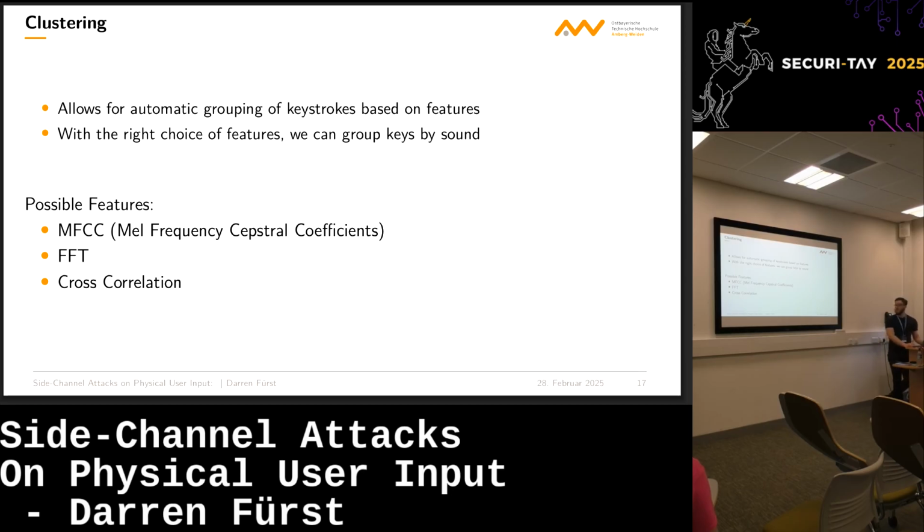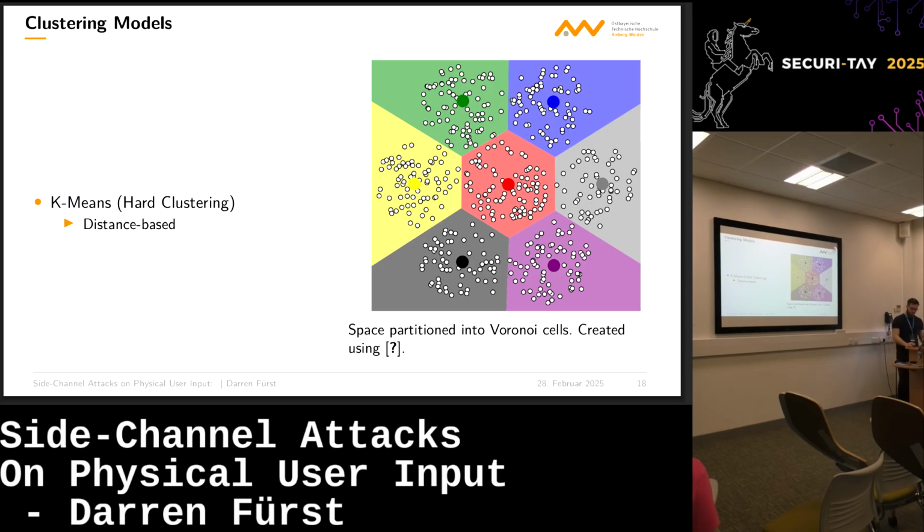Another feature we try out is cross-correlation, where you cross-correlate every single keystroke with every other one to compute the similarity. To cluster, we use k-means. Here's an example of this. Each of these colored cells would have a dot in the middle, which is the cluster assignment, and all of these white dots would be my keystroke examples. There are quite a lot here, but this is how it would look.